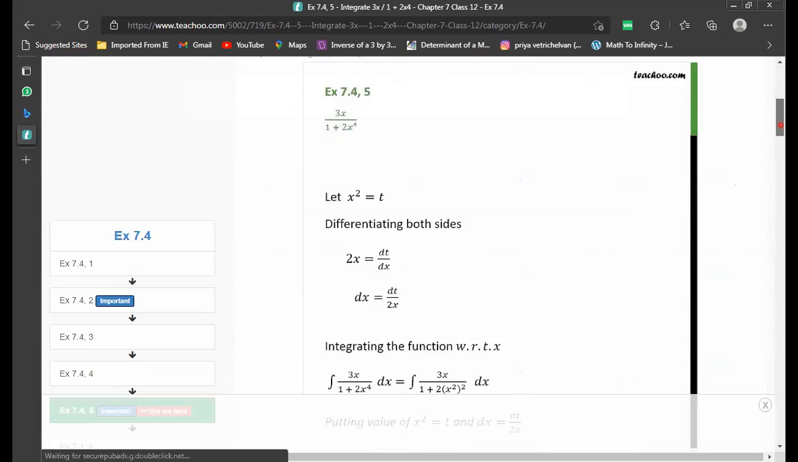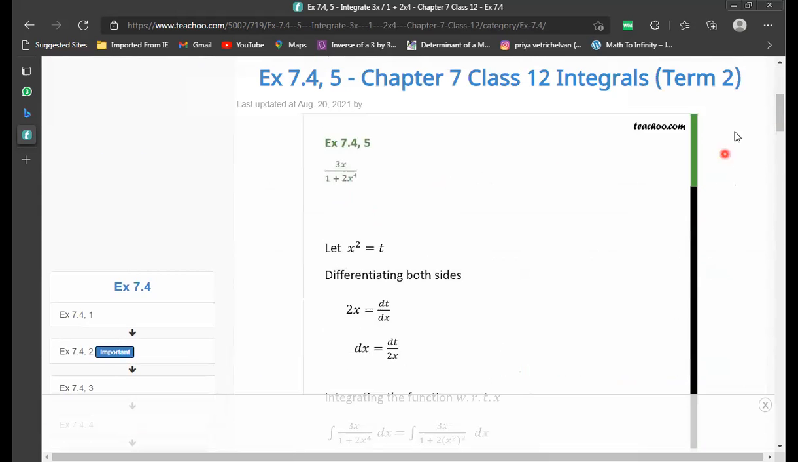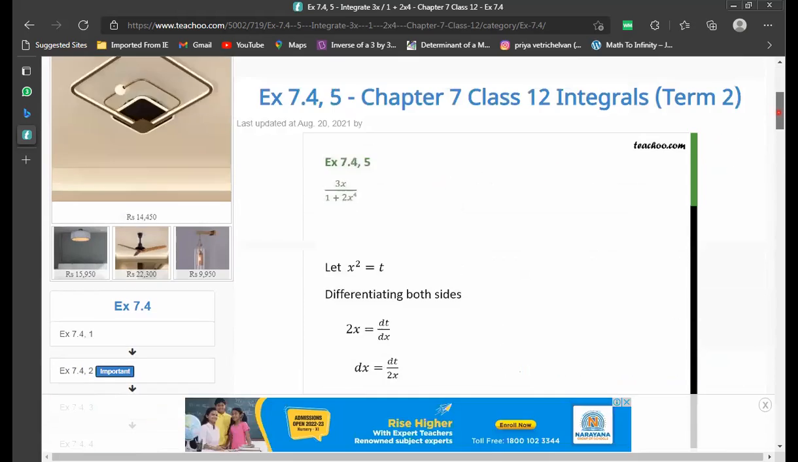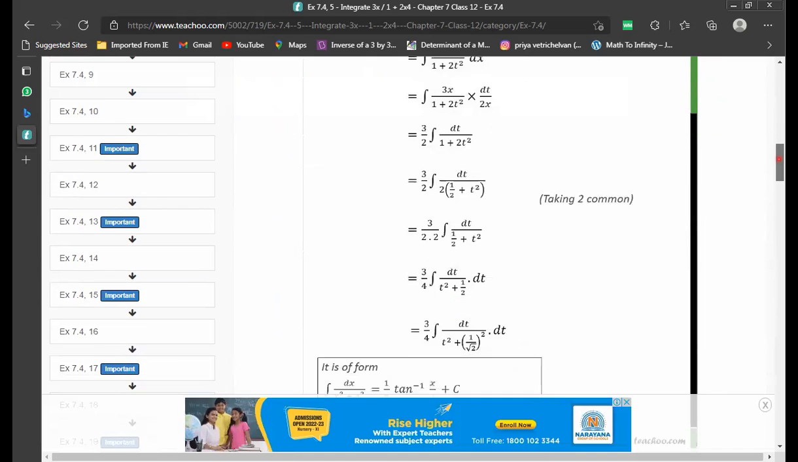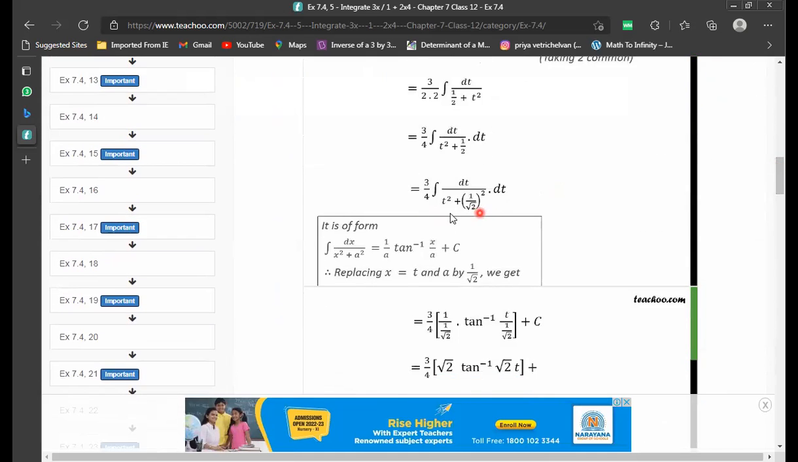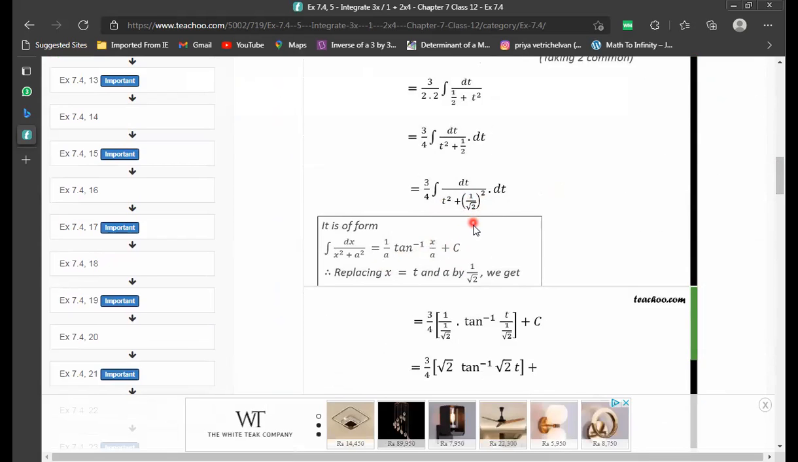So this question again, they are directly differentiating it. They're just rewriting 2x power 4 as 2x square the square. They are taking x square as t and performing the substitution method here. So at last you get this term, t square plus 1 by root 2 the whole square, a variable square and a constant square. There is no root. So without root, it is the formula 1 by a tan inverse of x upon a. So x is t here and a is 1 by root 2. 1 by 2 can be written as 1 by root 2 the whole square, isn't it?